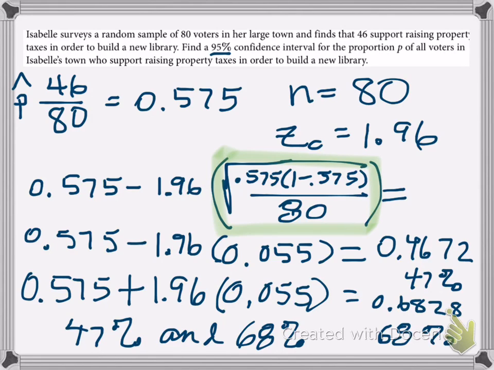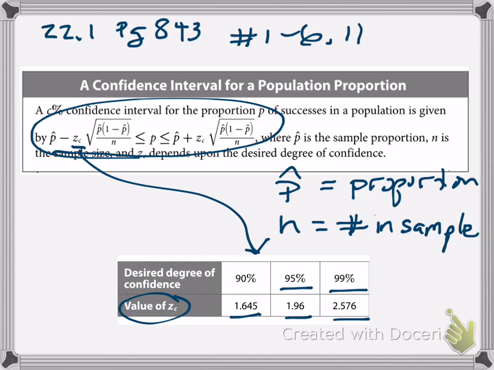So just to recap, this is just what we did before. Once I find that, I do the plus and minus. The only difference is I'm using a different z. That z part right there, the z of c, that's coming from the previous page, from this chart right here. That's where we're getting that from. Okay.